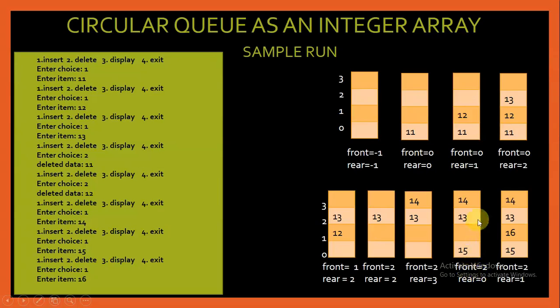Now again the menu is displayed and if I again choose choice 1, I am entering data 16 here. If I enter 16, you can see rear is again incremented by 1. So rear becomes 1 and 16 is inserted at this position. So you can see here my queue is full and all the elements are inserted in the queue.